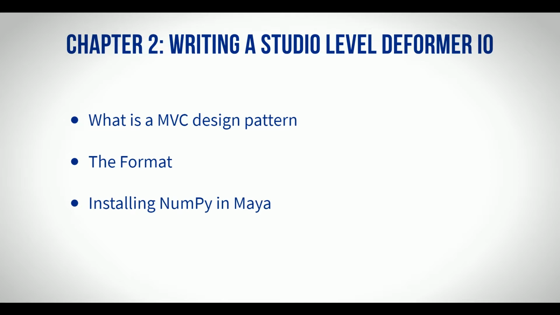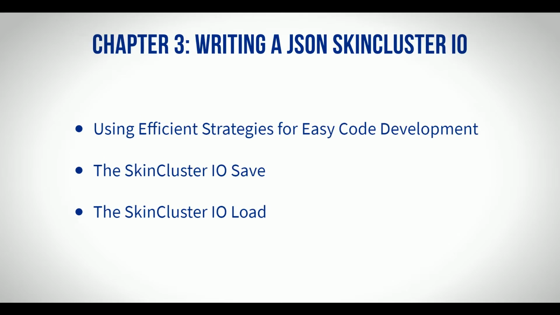Lastly, in Chapter 2, we're going to be installing NumPy into Maya. This is going to be something that will rapidly speed up the writing and reading of files to disk. This will also really speed up filling arrays with numbers as well as doing operations on large data sets in arrays. Chapter 3, we're going to go ahead and write the JSON skin cluster IO.